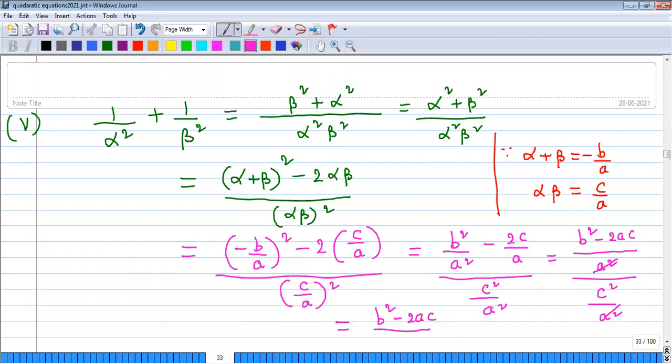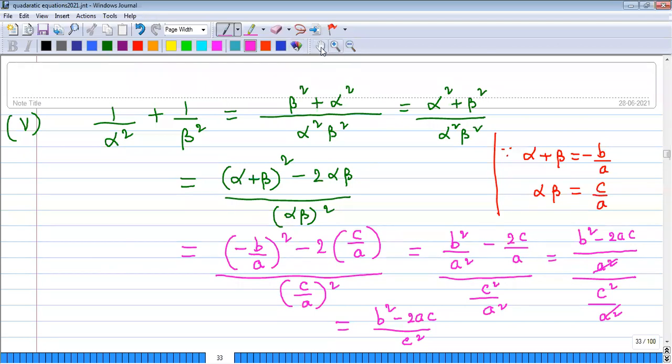But my dear students, you remember one thing: alpha square plus beta square is equal to b square minus 2ac by a square, whereas 1 upon alpha square plus 1 upon beta square is the same. You will get the numerator is the same, b square minus 2ac, only change will occur in the denominator. Instead of a square, you get c square. Okay, what will be the next question?